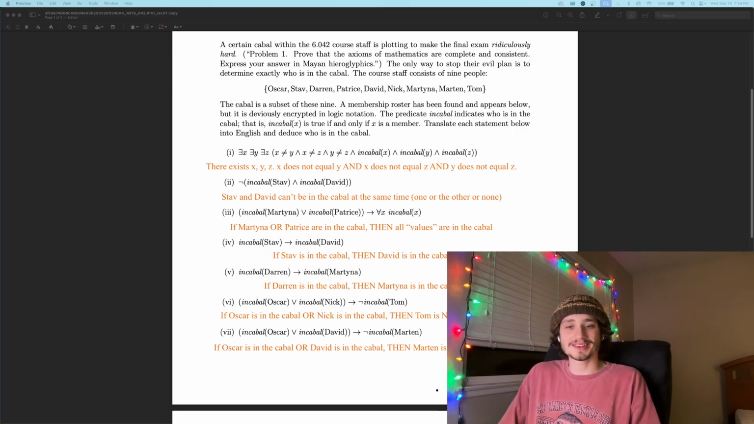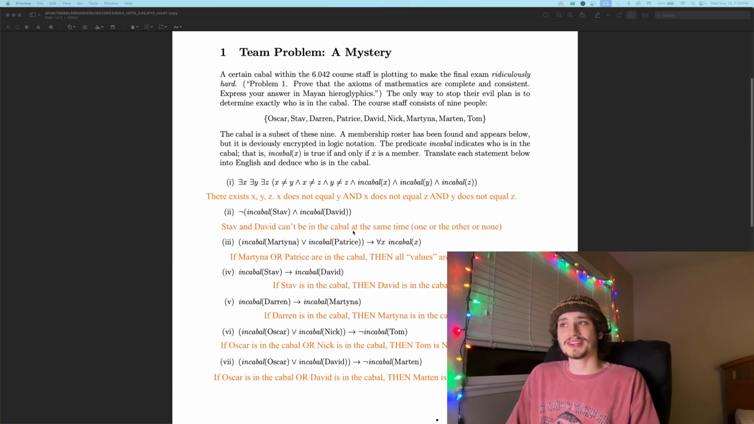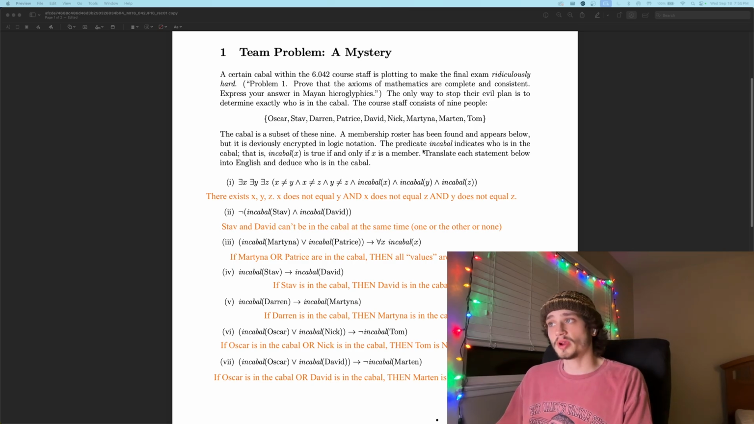I wanted to jump back into Mathematics for Computer Science offered by MIT, more specifically the team problem from week 1 recitation, a mystery. In this problem we are given a set of names, and we are tasked with finding out who in this set is a part of the group, the cabal. We are given some logic notation that we are tasked with decrypting in order to figure out who is in the cabal. It is important to know that we are given a predicate, in cabal, which indicates who is in the cabal, that is, in cabal X is true if and only if X is a member.